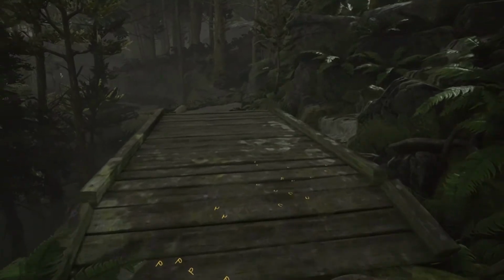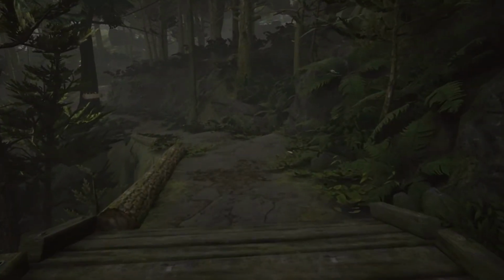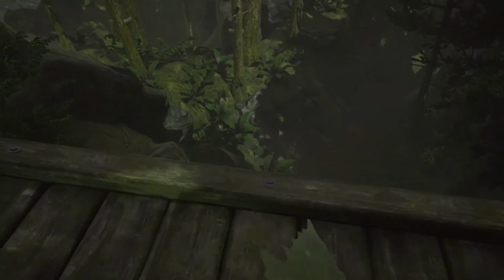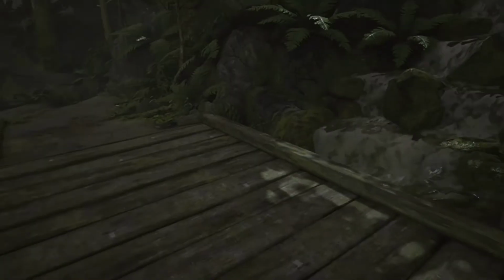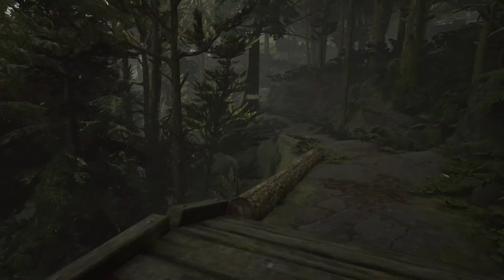Listen to the change in footsteps. Now we're walking on wood, but that wood is over hollow space where the water's flowing through. And it makes that hollow echoing sound, which in and of itself is imagery.